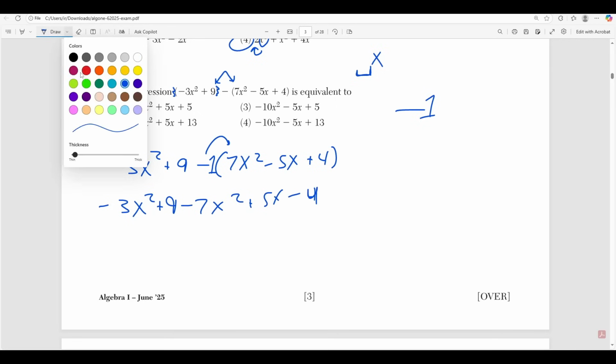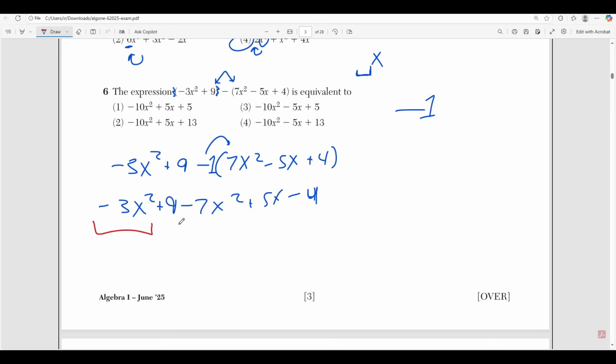And now I can start combining like terms. So I have negative 3x squared minus 7x squared. So negative 3 minus 7 is going to give me negative 10, right? And I'll slap on the x squared at the end. Over here, I have plus 5x. I can't combine that with anything else. And here I have 9 minus 4, which is positive 5. So finally, this is going to be equal to negative 10x squared plus 5x plus 5, which is choice 1.